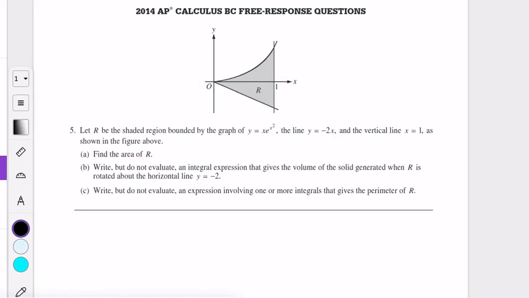Hello, I'm Tommy Mix, and in this video, I will be going over question number 5 in the 2014 Calculus BC exam. This is a non-calculator problem involving setting up integrals and in some cases solving them for a certain value. It is a BC problem but involves some AB topics.